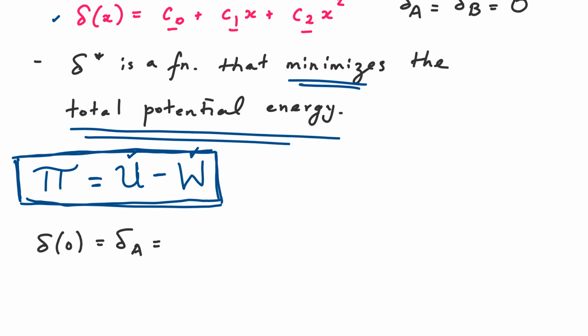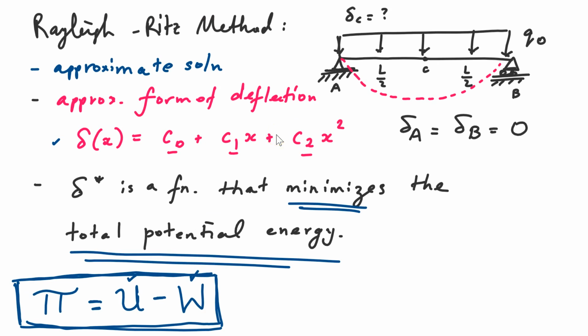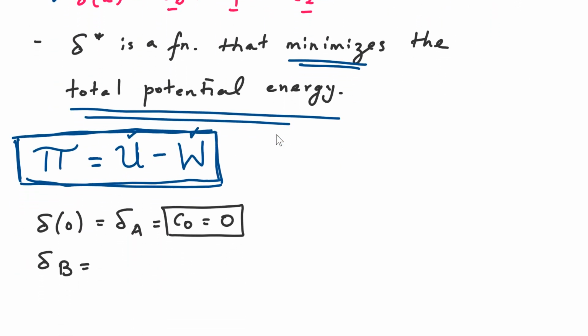So when we plug in 0 for x, we just get C0 equals 0. Next, we have delta at B. And delta at B is all the way at L, right? Because this is the starting point of our origin. This is our origin right here. So delta B is all the way at x. So this is going to be delta evaluated at L.